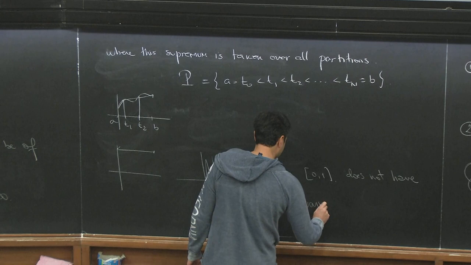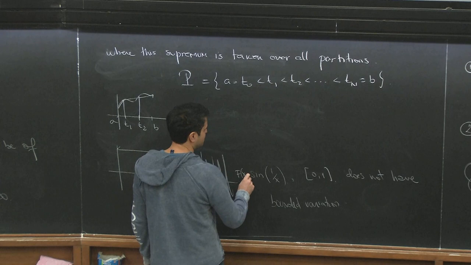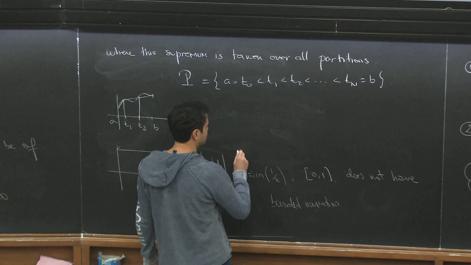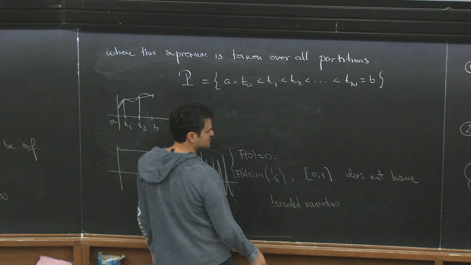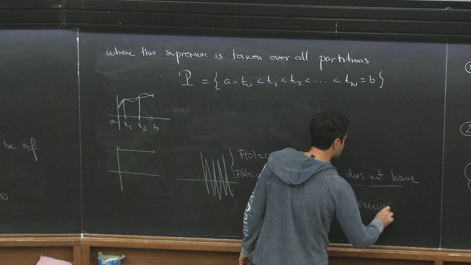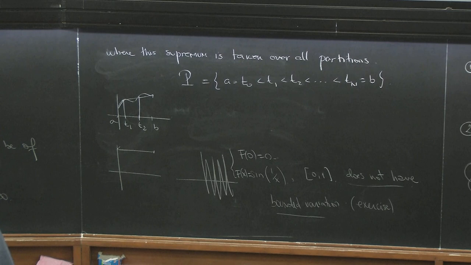Just define it at 0. So if you define this function f of x, sine of 1 over x, in the interval 0, 1, defining f of 0 to be 0 or 1, whatever, this function does not have bounded variation. Prove this. This is an exercise for you. So functions that have lots of oscillation will not have bounded variation.